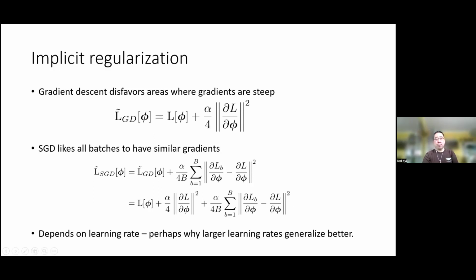Question in the chat just about this notation. So basically, the double bars here are a norm. This term, the loss with respect to your parameters, is not a scalar. So if you have 100 parameters, this is a vector of length 100, and so this is why we need the norm terms, and we can't just do a simple square, but it's basically the same concept.